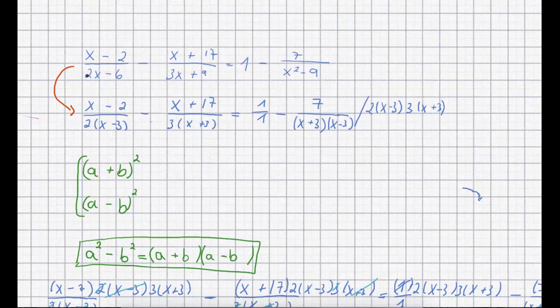פירוק לגורמים. מפה לפה פירקנו לגורמים. אין פה שום גורם משותף. וגם מפה לפה פירקנו לגורמים.